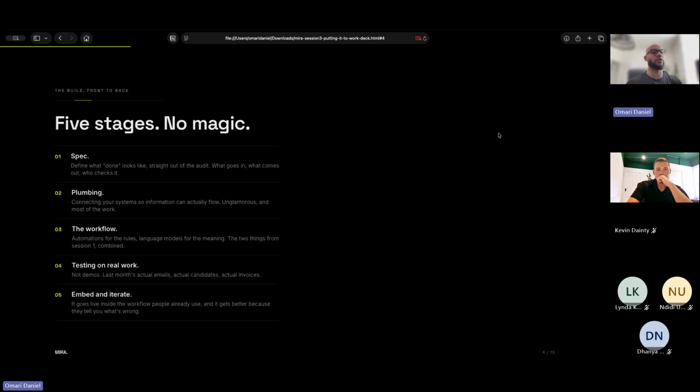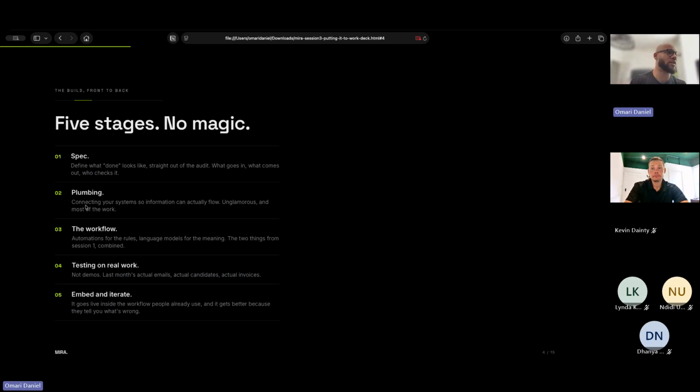The build, front to back, should cover 5 stages. The spec is the first stage. This is something I spoke about in the first 2 sessions. The spec is another name for an audit: auditing the actual business, the flow of data throughout the business, and the people who touch the data at every stage, which I've been banging the drum about quite a lot. But the spec is defining what done looks like straight out of the audit: what goes into the system, what comes out, and who checks it. So if you have your AI system built, what data is going into it, what output are we looking for, and whose job is it to check that?